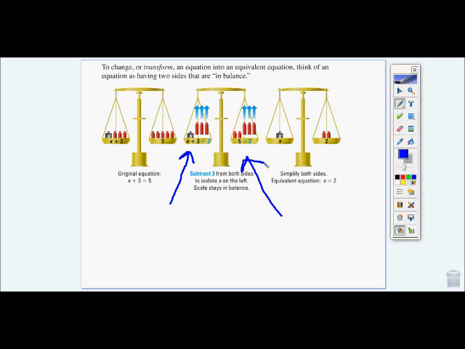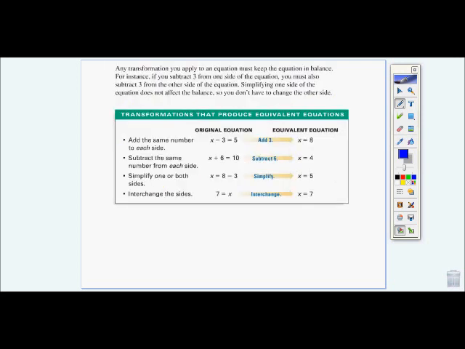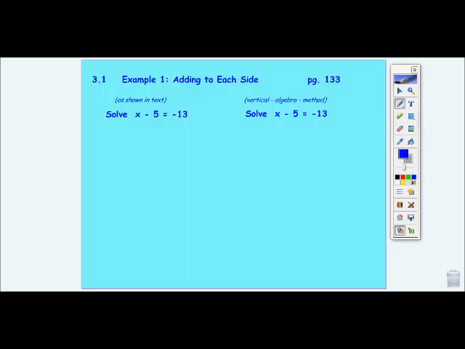We want to do that because we want to get the variable by itself. And when we do that, we've taken the 3 extra away, so we have x left, and we've taken 3 away from the other side of the equal sign, and that gives us 2. So any transformation you apply to an equation must keep the equation in balance. You'll see there's a couple different ones here, showing you the properties there. I'm going to go ahead and just do some in action here.